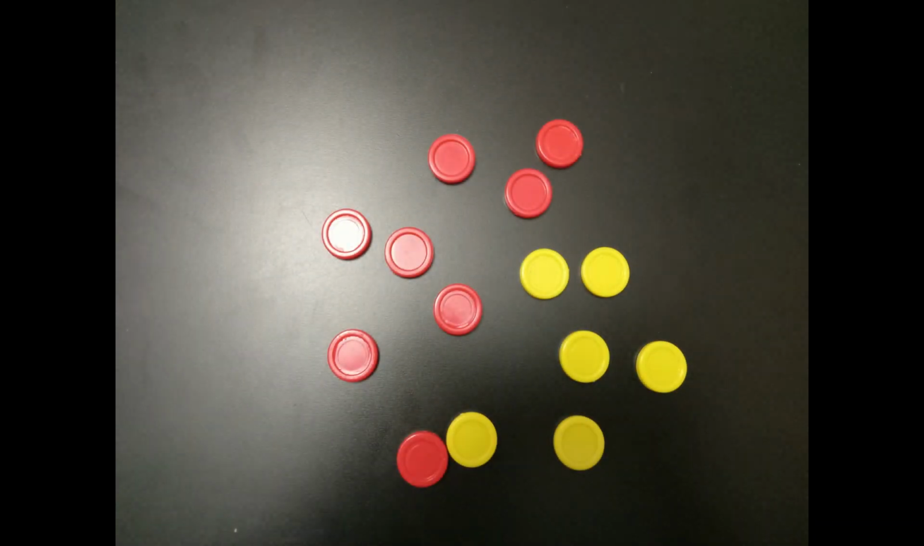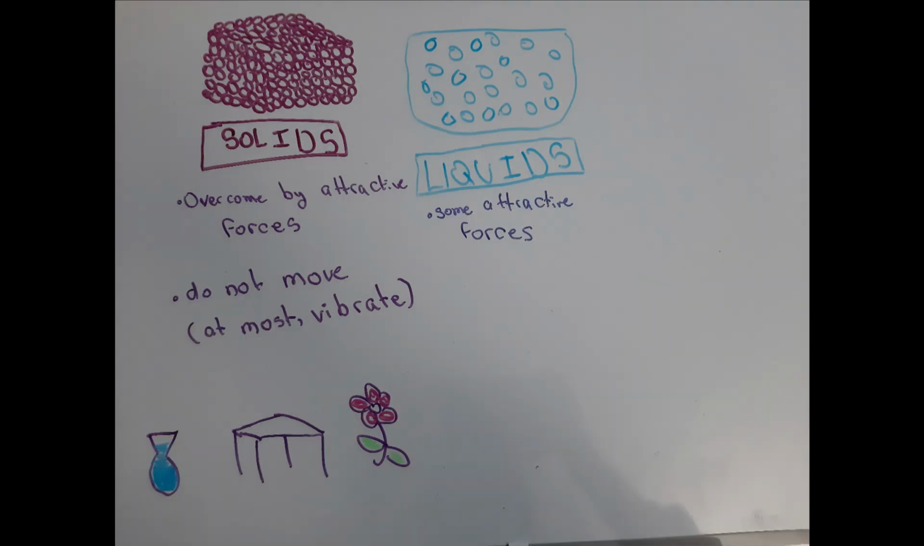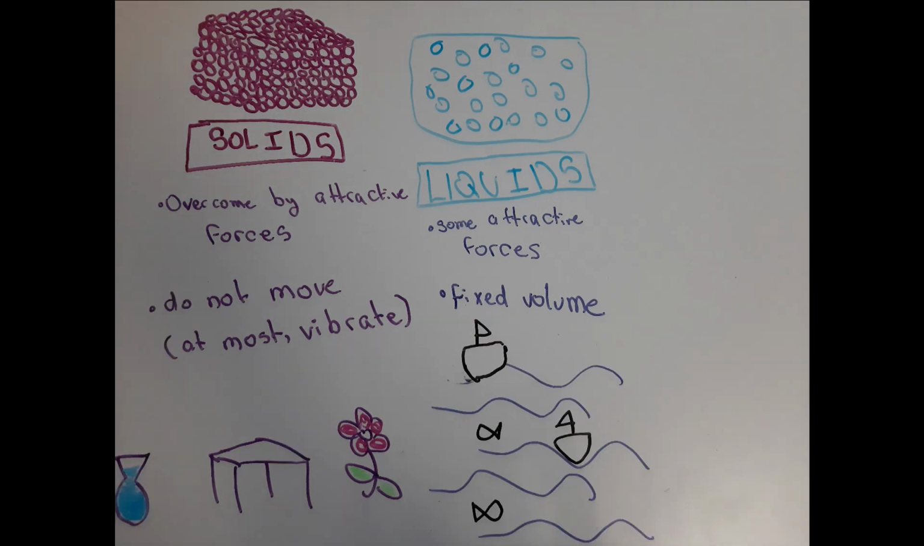Which brings us to liquids. The particles in a liquid have overcome the natural attractive forces between particles enough to move freely, but they are still stuck together. Their shape depends on the container they're in, whether that's a duck mold or an ocean. They have a fixed volume.